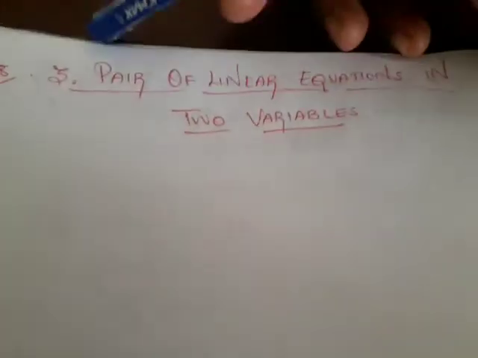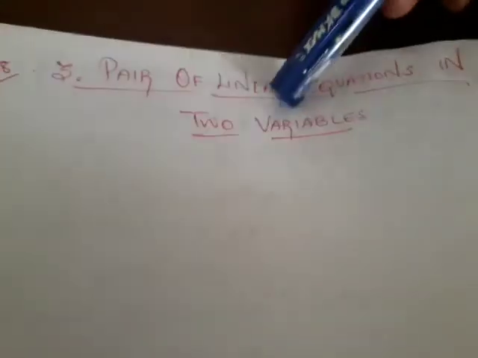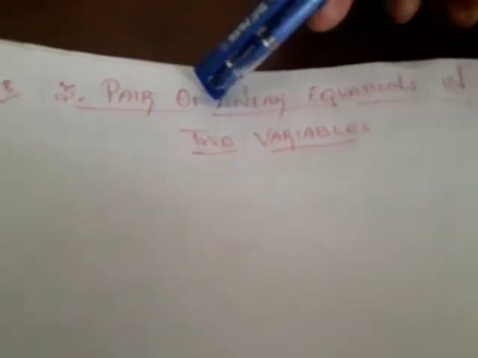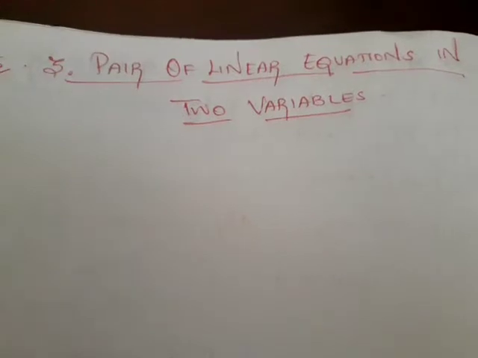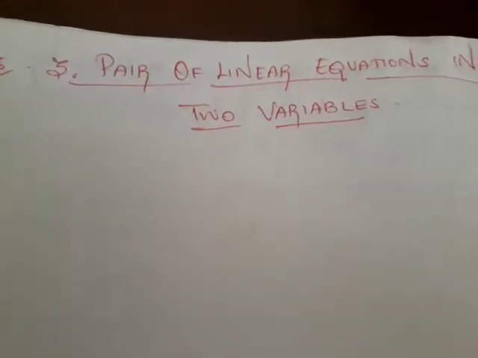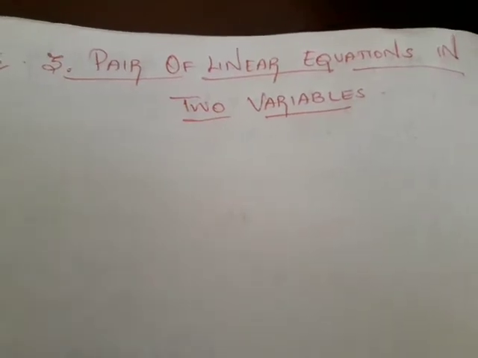So what is meant by pair? Pair means two, right? Linear, what is meant by linear? Linear means degree 1. Linear means degree 1. Equations, you should know the difference between equations and polynomials or expressions. Equation means you will have that equal to sign in that expression.